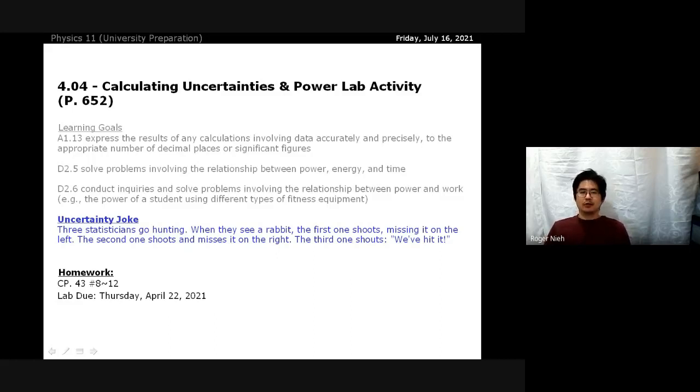All right, so today we're going to be doing two separate things. First off, we're going to be talking about how to deal with uncertainty calculations, and number two, applying them in a lab that seems rather straightforward, but there's more than meets the eye.